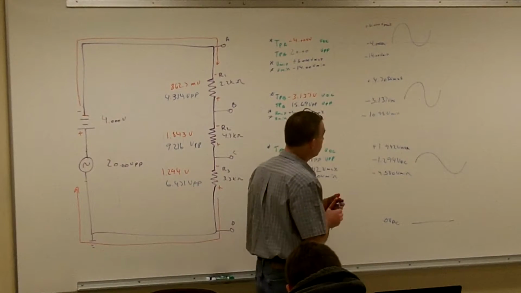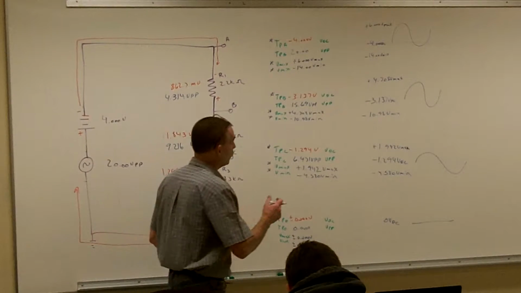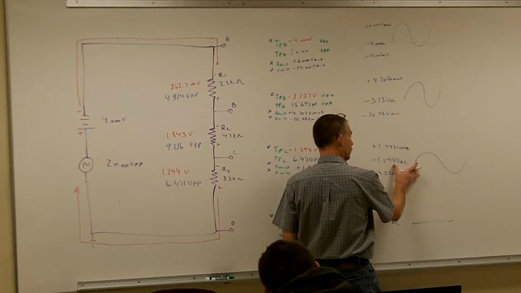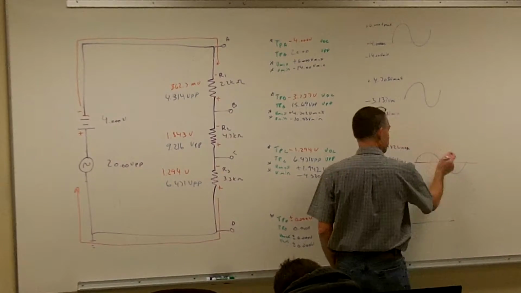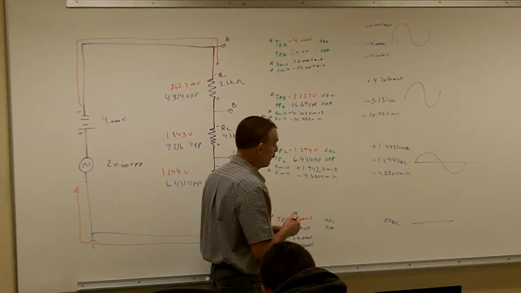When you're graphing this stuff out, a lot of people like to put in that DC reference line. They like to draw that line all the way across so they can see where they're drawing it. Avoid doing that. That's not the proper way of doing that.